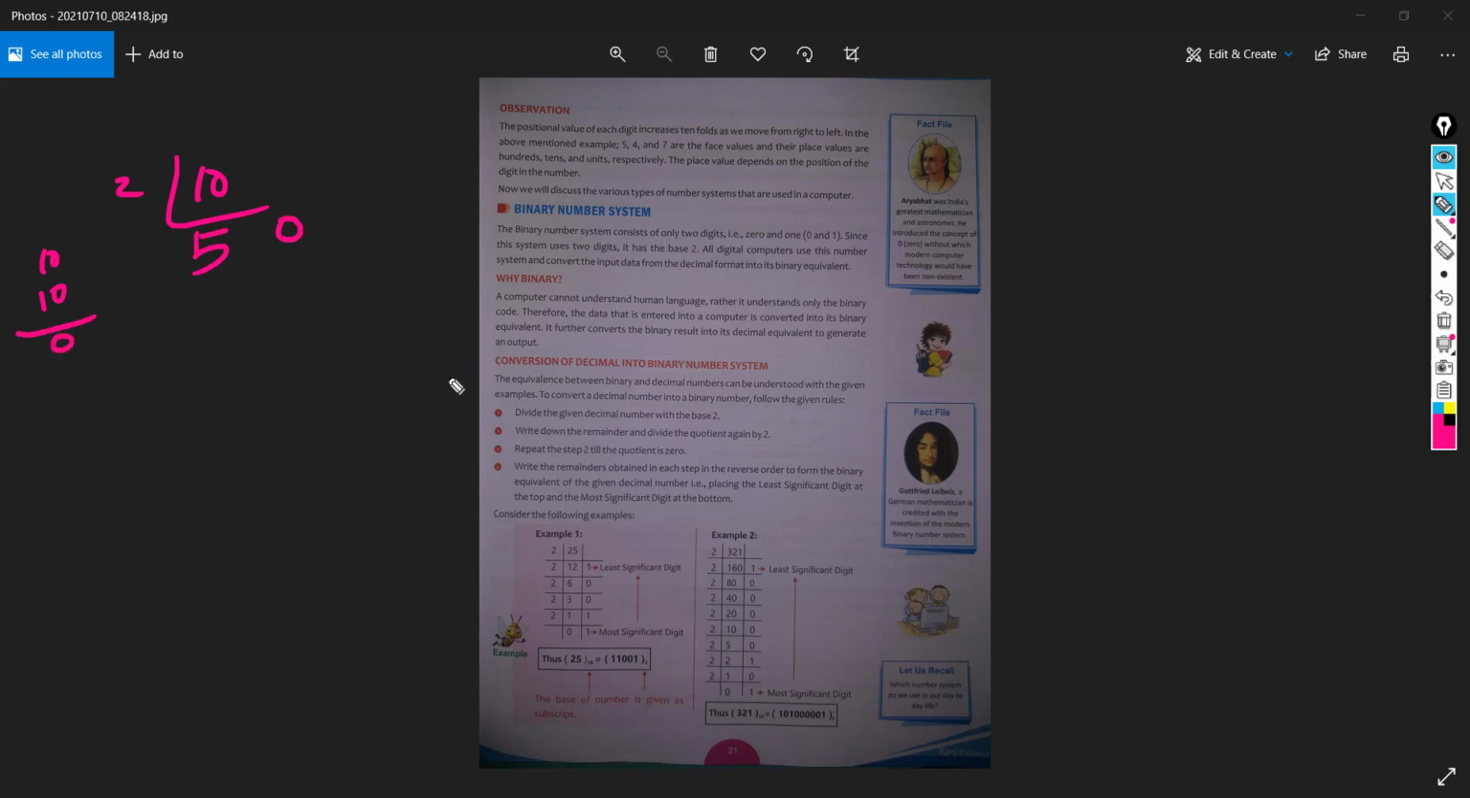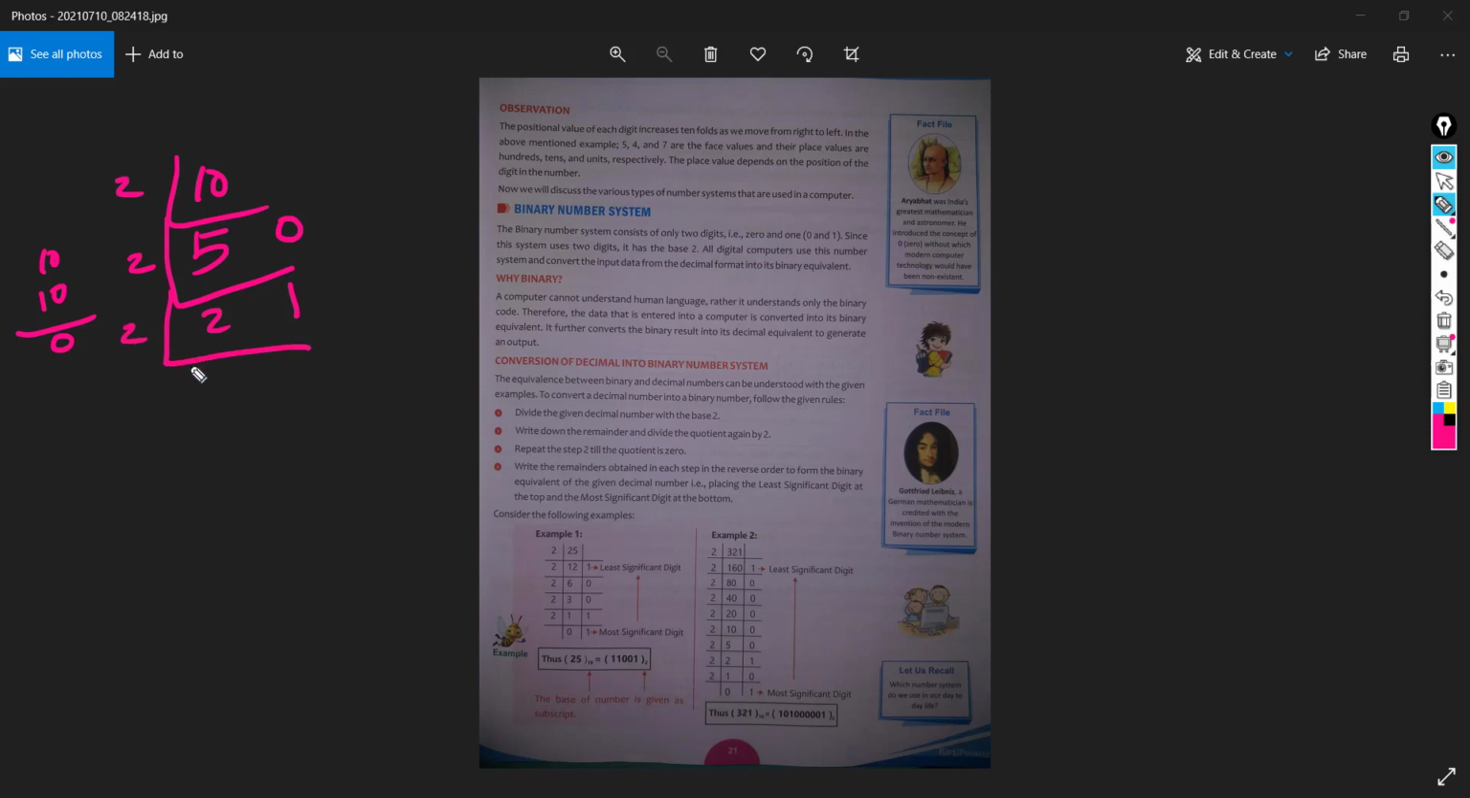Then we check according to the next step. Third step: repeat step 2 till the quotient is 0. The quotient is a non-zero value, so we need to repeat the division again. By 2, how many times? 2 times. 2 times 2 is 4. So 5 minus 4 is 1. 1 is the remainder.